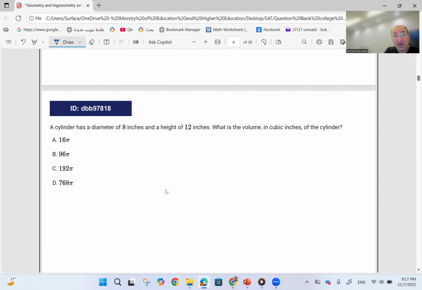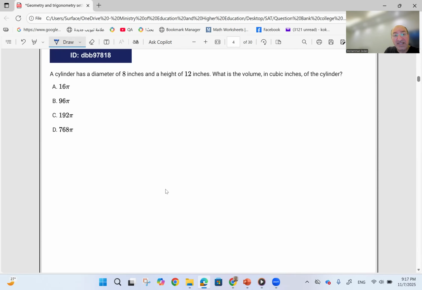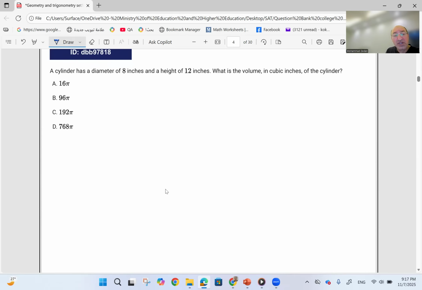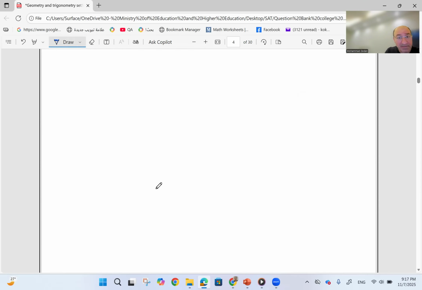A cylinder has a diameter of 8. The diameter is 8, it means the radius is 4. And the height is 12. What is the volume? You know the volume of a cylinder is pi r squared h. Just calculate. Pi times 4 squared, 16, times 12. So the product of this will be 192 pi. Question number 4, the answer is C.